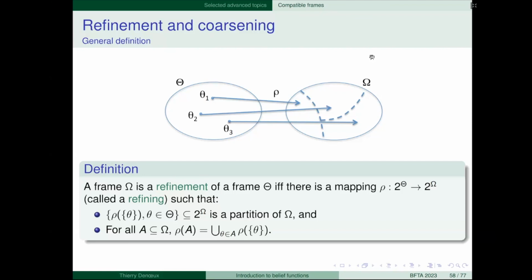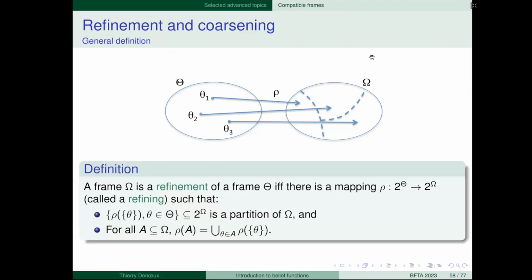The set of images of singletons in theta forms a partition of omega. It means they are pairwise disjoint, and the union is omega, like you see here. This is the image of theta 1, the image of theta 2, the image of theta 3. These three parts are pairwise disjoint, and their union is omega. And then we define that the image of, let's say, theta 1, theta 2 is the union of the images of theta 1 and theta 2. So if there exists such a mapping, we say that omega is a refinement of theta.